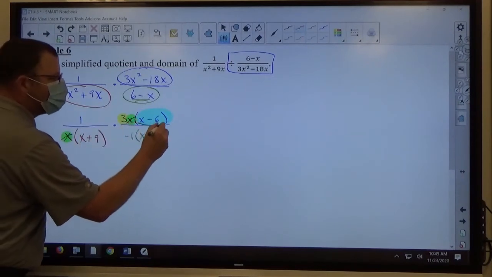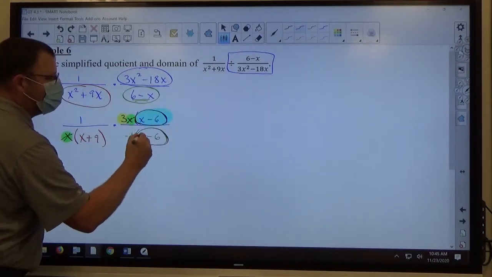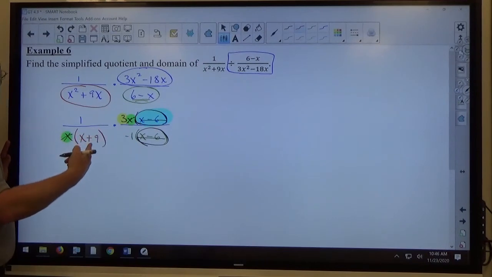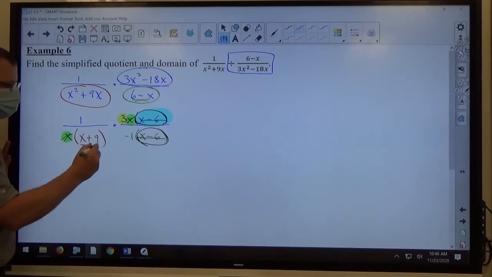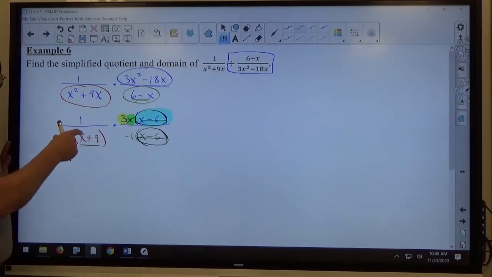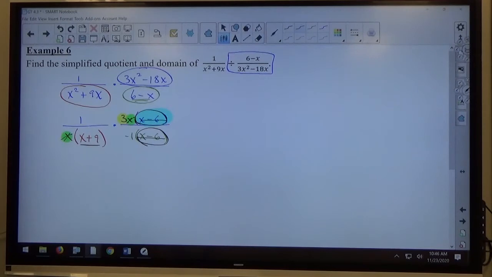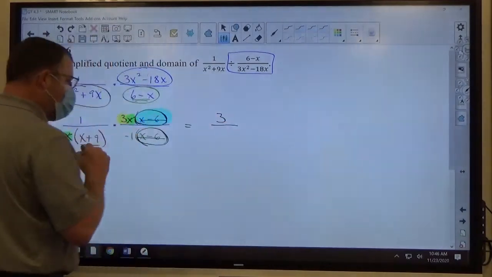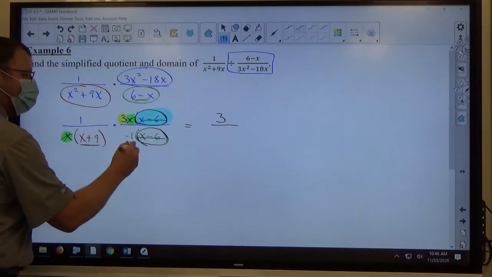This binomial x minus 6 matches this binomial x minus 6, they cancel. Nothing else cancels. Even though this 3 and this 9 both divide by 3, this 9 is attached to this x. So when things are added together like that, they're treated as one object. They have to match another exact object like that. So what's left on top out of all that stuff is just 3. What's left on the bottom is x plus 9 and negative 1.